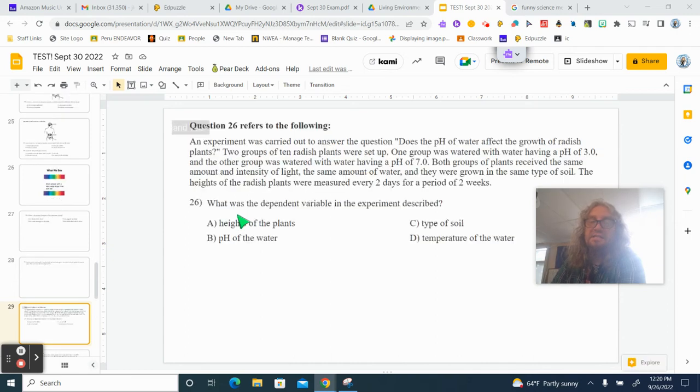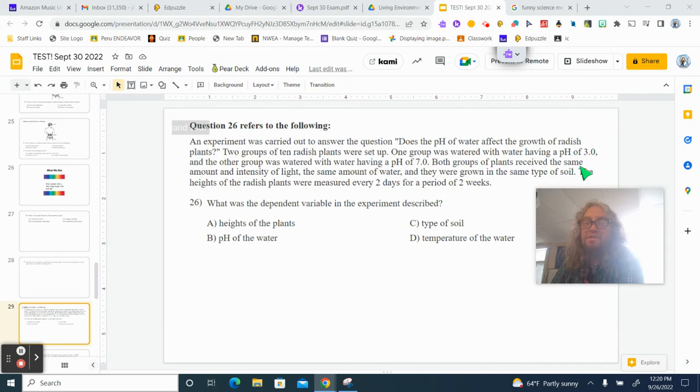Question 26 refers to the following. An experiment was carried out to answer the question, does the pH of water affect the growth of radish plants? 2 groups of 10 radish plants were set up. One group was watered with water having a pH of 3.0. The other group was watered with water having a pH of 7.0.